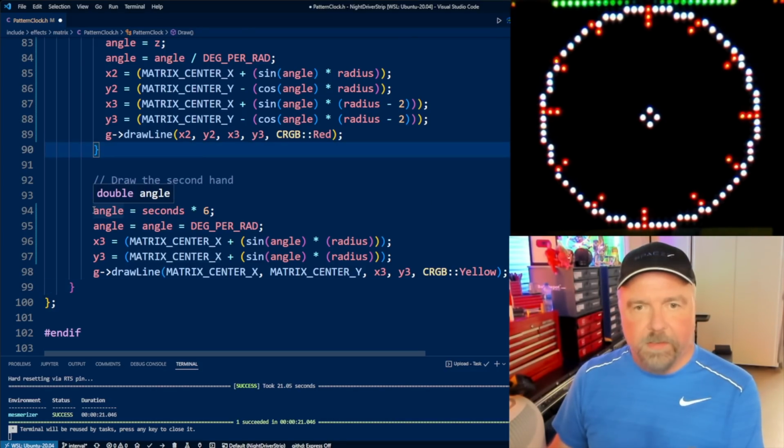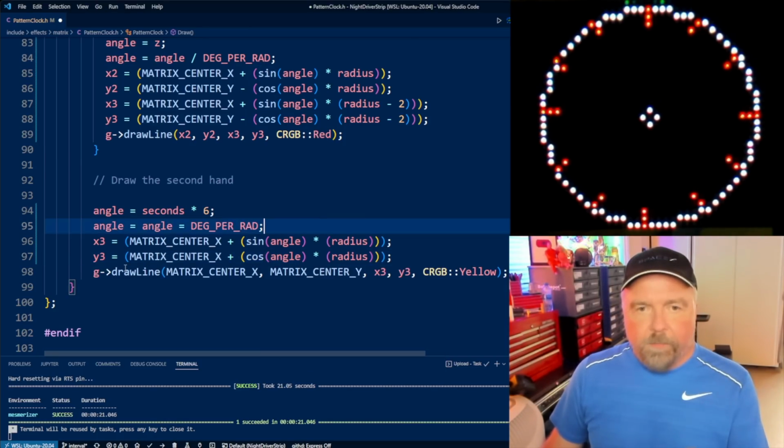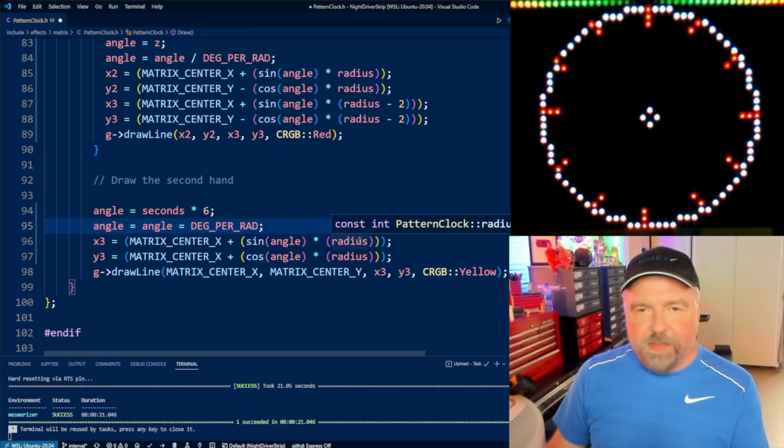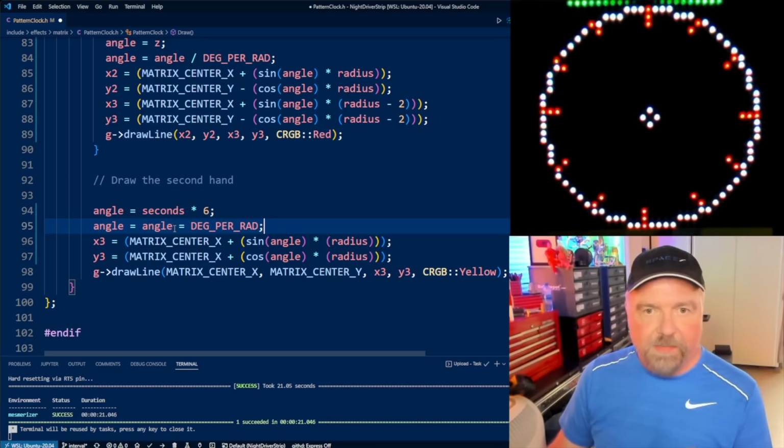So I'm getting the angle in degrees, converting it to radians, and then I'm using the sine of the angle, and this should be cos. I already caught a bug. There we go. And that will extend out to the edge of the circle from the beginning. So we'll draw a line from the beginning out to the edge, and that will be our second hand, and it will follow how many seconds have elapsed.